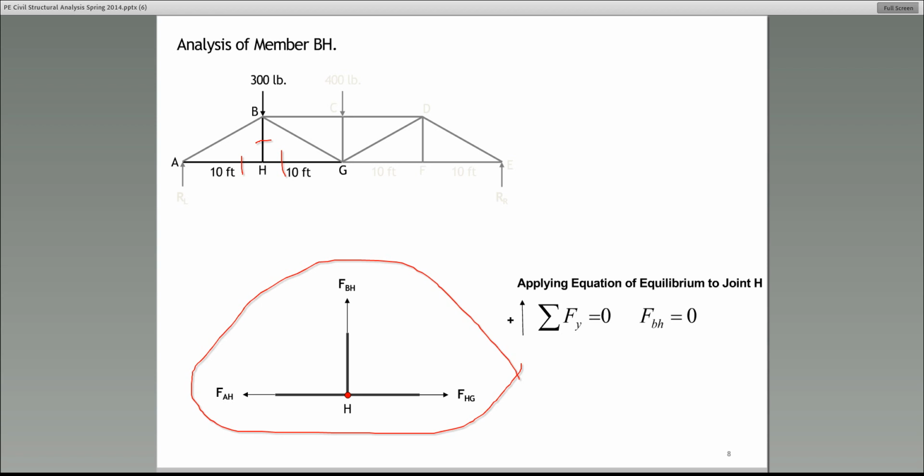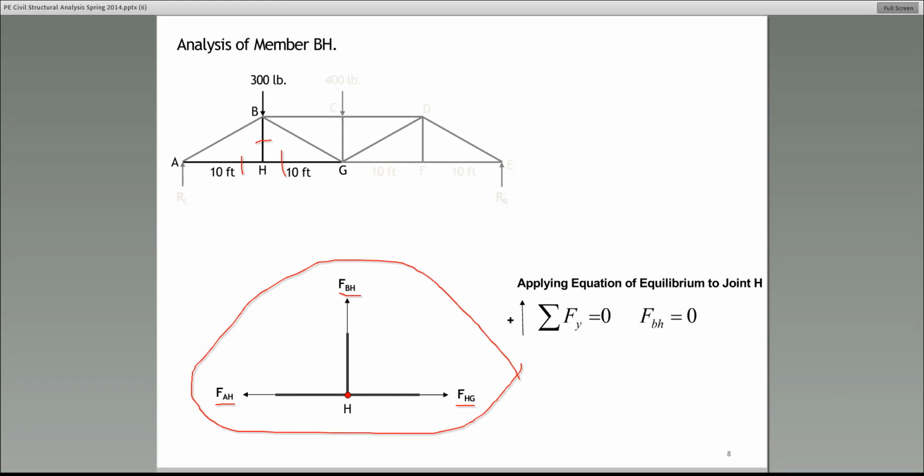All right? And when you cut a member, guys, in my opinion, you make the internal force become exposed. That's why when we cut HG, for example, I replace it with the internal force HG. Same thing with BH and the same thing with AH. All right? Now, that is the free body diagram for the joint H.